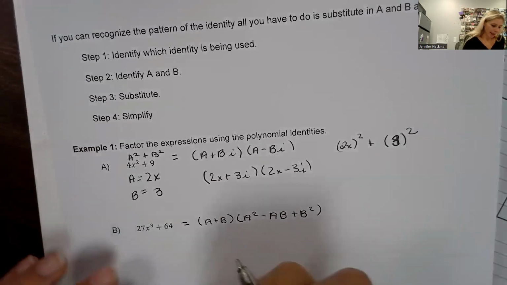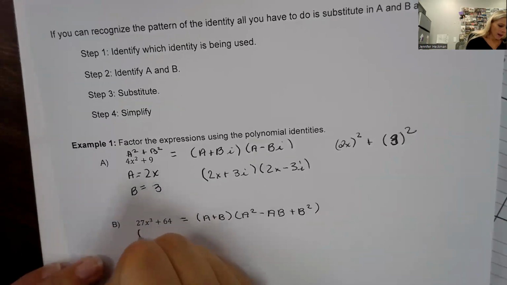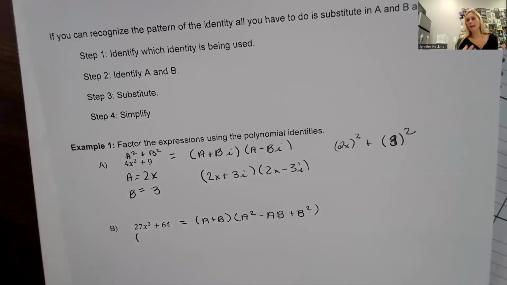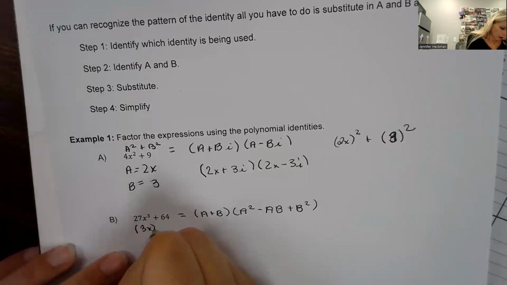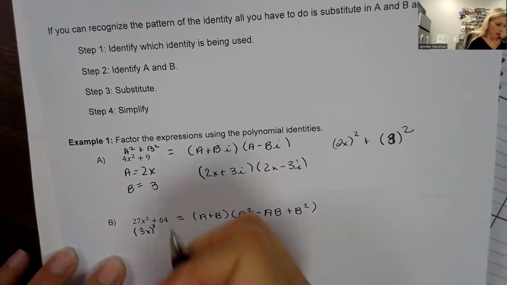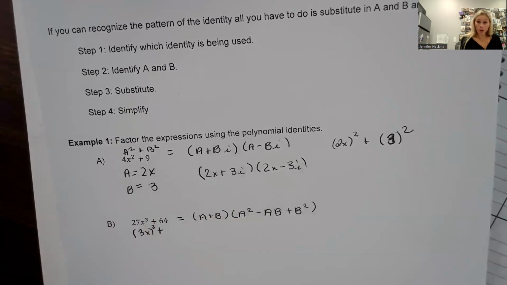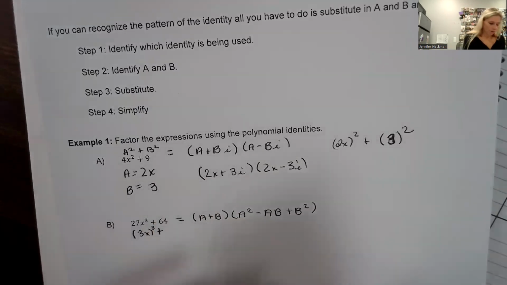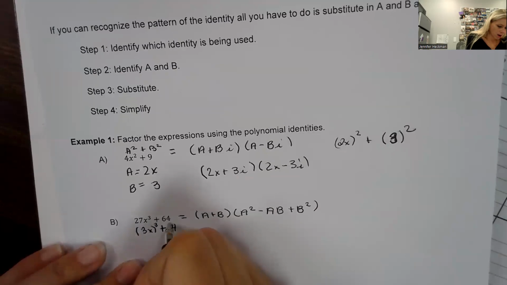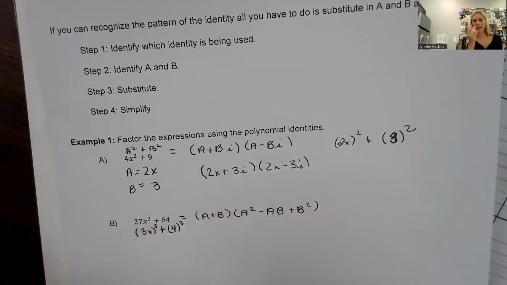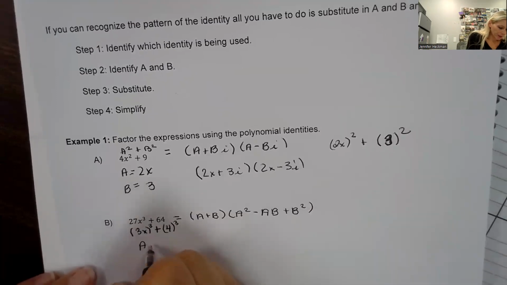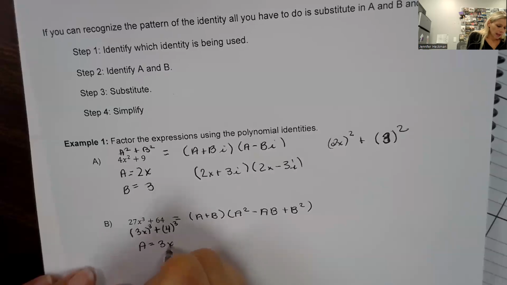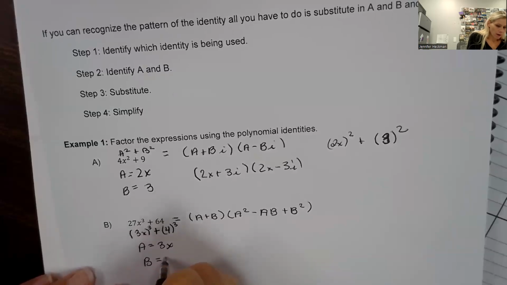So I know when I have my A and B, I have to keep in mind that this is cubed already, so I have to cube root it. Well, what's the cube root of 27x cubed? It would be 3x, and then all of that is cubed, right? What is 64 cube rooted? That would be 4 cubed. Now I'm definitely able to identify that sum of cubes. So my A value is 3x and my B value is 4.